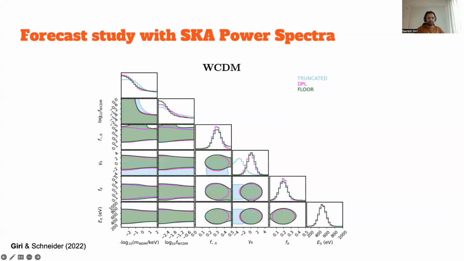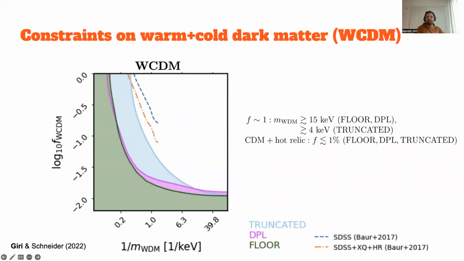We conducted a full Bayesian inference, and here I show the full posterior distribution using this corner plot. However, in this talk, I will focus on the constraints on the warm dark matter mass and the species fraction with respect to the cold dark matter particles. Here, the warm dark matter mass is given on the x-axis and the species fraction is given on the y-axis. I showed the 95% credible regions here.